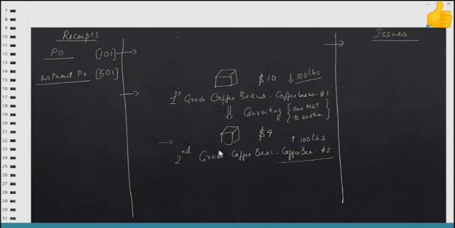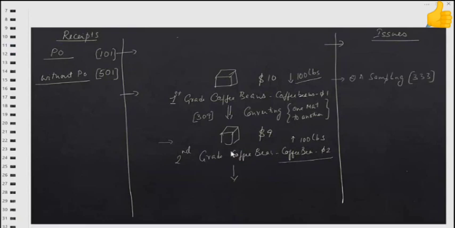And the movement type that we used was 309, right? And maybe after a month you want to convert it to third grade coffee beans. Sure, you can do the same thing. Same movement type, 309. Now, let's say from first grade we move the material to second grade, and you can keep doing that a number of times, right?